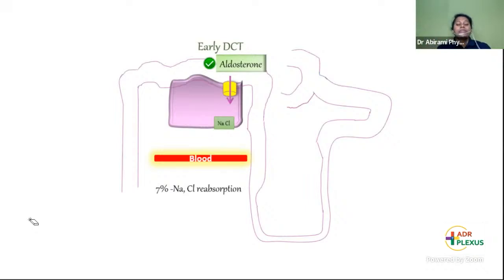Yes, it is from the adrenal cortex. And aldosterone is called the salt hormone. So why is it called the salt hormone? Because it is helping you in salt reabsorption, sodium chloride reabsorption. That's why it is called the salt hormone.